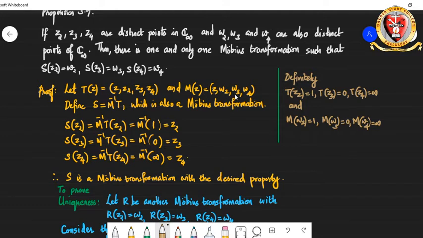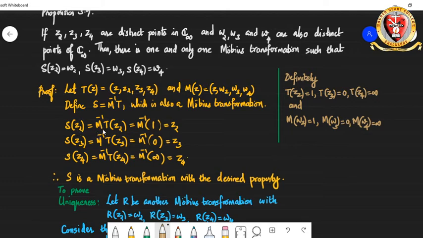And similarly, for the cross ratio quadruple (z, w2, w3, w4), call it M of z, and the same condition is satisfied by M. And also we know that the composition of Mobius transformations is in turn a Mobius transformation, and the inverse of a Mobius transformation is also a Mobius transformation. So we know that M inverse composition T, we are calling it S, is also a Mobius transformation.